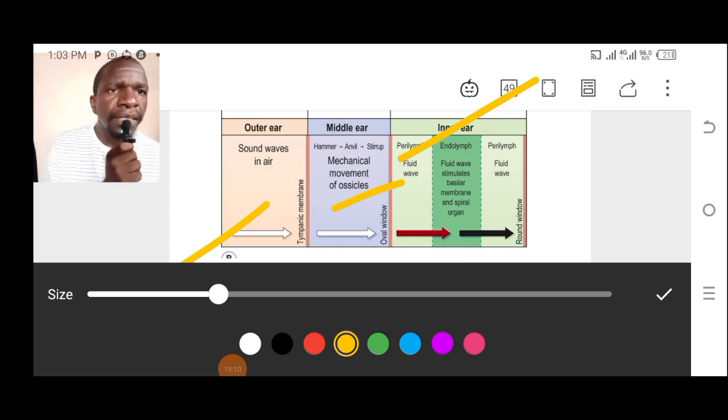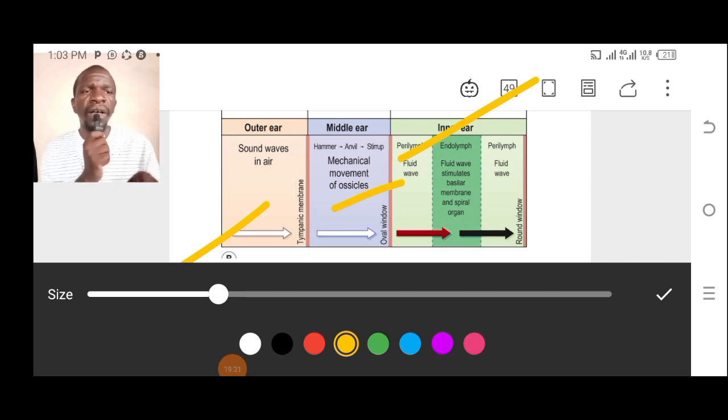What is in the cochlear duct? In the cochlear duct there is endolymph, right? So in the endolymph, the fluid wave stimulates the basilar membrane in the spiral organ of Corti, right? When the fluid wave stimulates the basilar membrane in the spiral organ of Corti, this leads to the stimulation of the hair cells in the organ of Corti, leading to the generation of electrical impulses. These electrical impulses are now going to be taken by the vestibulocochlear nerve, which is the eighth cranial nerve, to the temporal lobe of the brain for evaluation of sound.